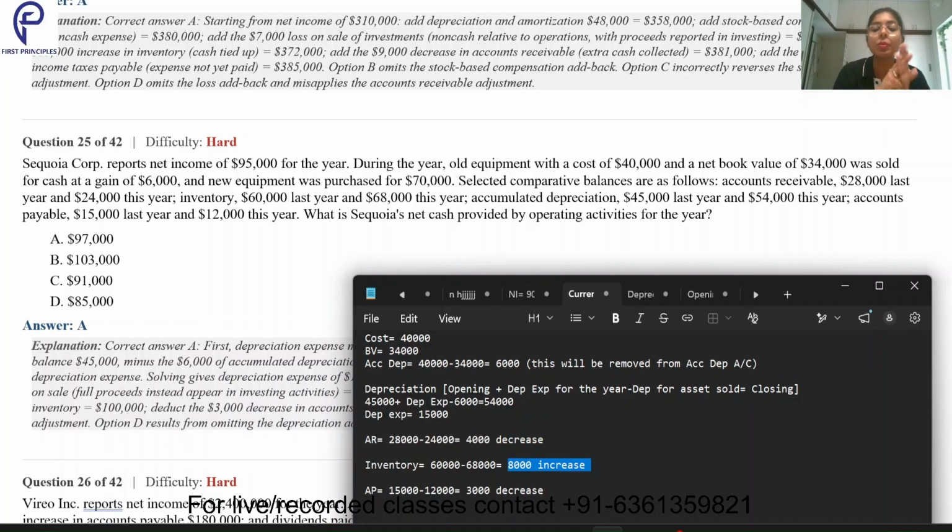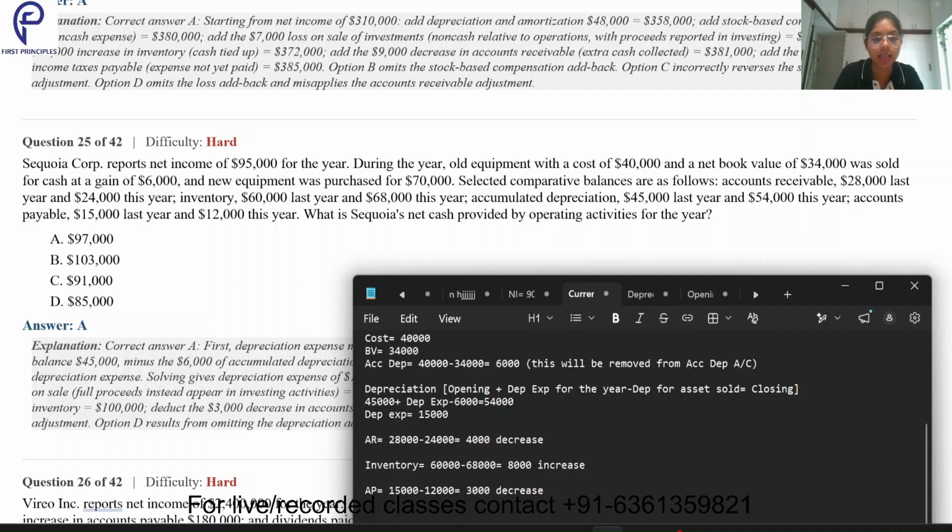Now, accumulated depreciation at the beginning of the year, to that we will add the depreciation expense for the current year, and we will remove the depreciation for the asset that is being sold, and then we will get the closing value. So out of this equation, what is given to us? We have been given 45,000 as the opening balance of the depreciation account. Then we have the depreciation expense that we have to find out, so I have written it as it is. Then we have the depreciation for the asset sold, which is 6,000.